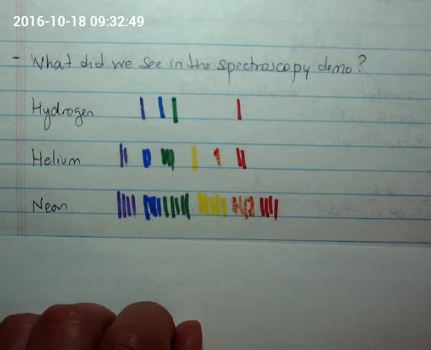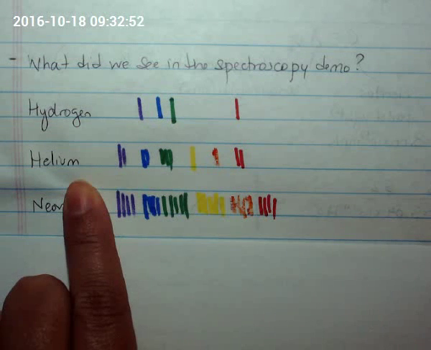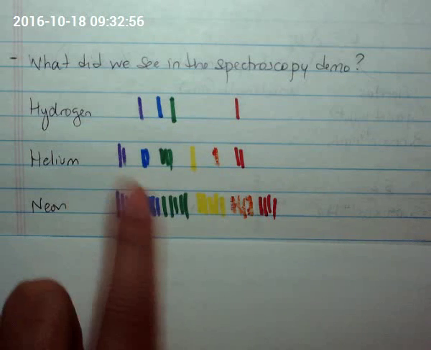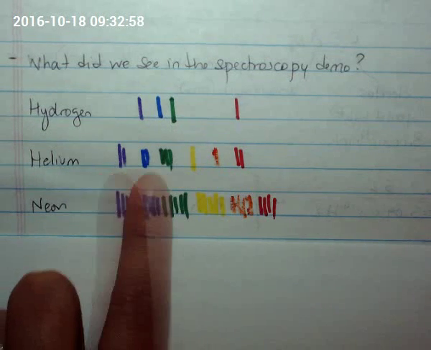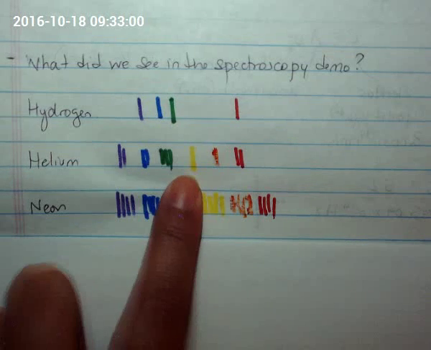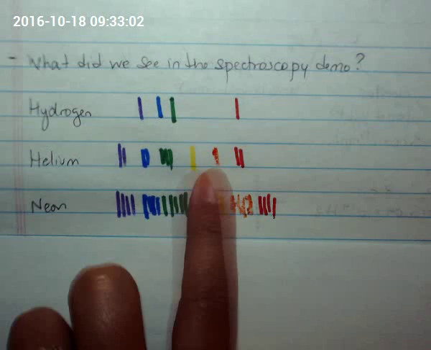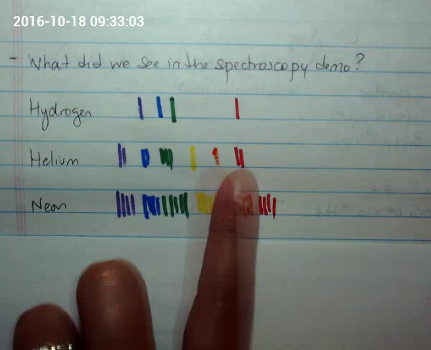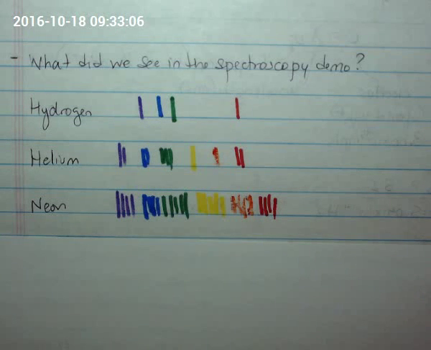When did we see those lines? When I changed the bulb from hydrogen to helium, right? And when I put helium in, we saw more purple lines, more blue lines, more green lines. We finally saw yellow lines. We saw orange lines. We saw red lines, right? I believe you guys said you saw maybe 7 different lines. Was that right? How about that?